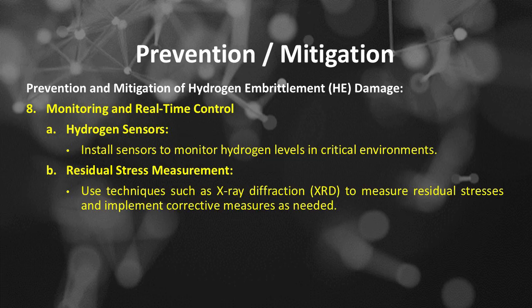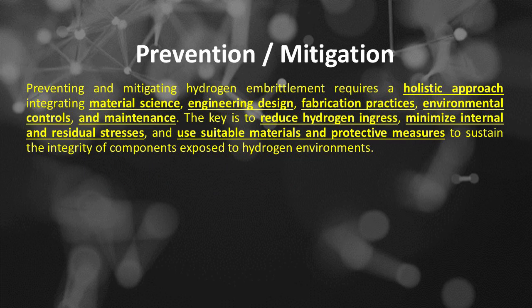corrective measures as needed. Preventing and mitigating hydrogen embrittlement requires a holistic approach integrating material science, engineering design, fabrication practices, environmental controls, and maintenance. The key is to reduce hydrogen ingress, minimize internal and residual stresses, and use suitable materials and protective measures to sustain the integrity of components exposed to hydrogen environments.